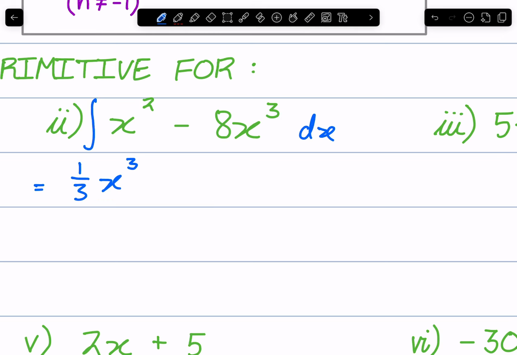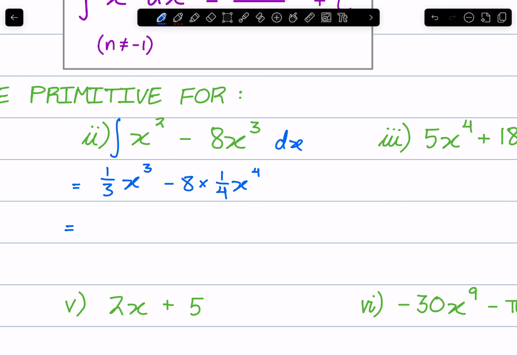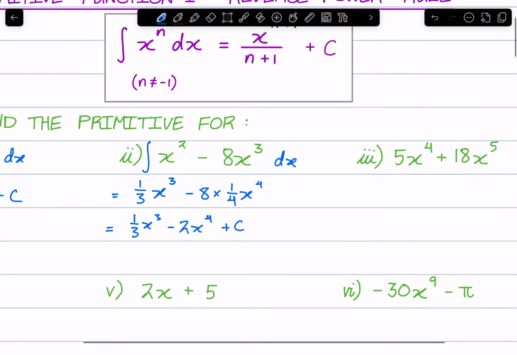I'm going to do this in lots of steps, and after a while you can omit some of these steps. So -8, I just transfer along here, times the integral of x cubed is x to the power of 4, and then we divide by the new power, so 1/4. Now the first term doesn't change, but this next one will. It's -8 times 1/4, so 8 divided by 4 is going to be -2x to the power of 4 plus c. Did I forget the other one? Nope. There it is, plus c.